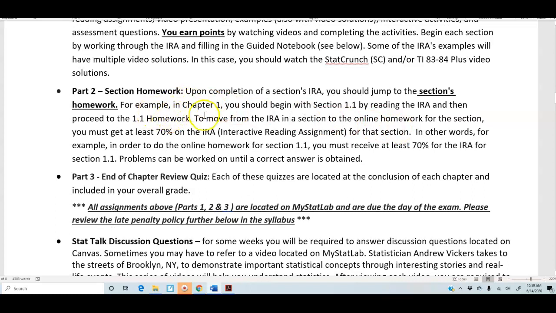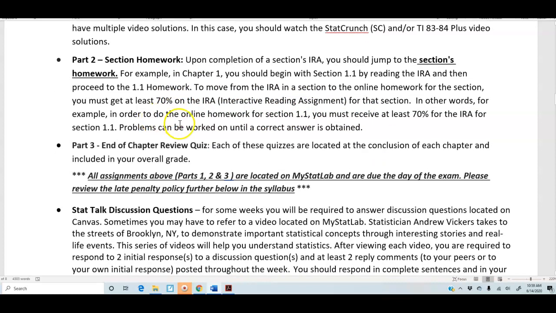So for example, in Chapter 1, you should begin with Section 1.1 by reading the IRA and then proceed to the 1.1 homework. To move from the IRA in a section to the online homework for the section, you must get at least 70% on the interactive reading assignment for that section. In other words, in order to do the online homework for Section 1.1, you must receive at least 70% on the IRA for Section 1.1. Problems can be worked on until a correct answer is obtained.